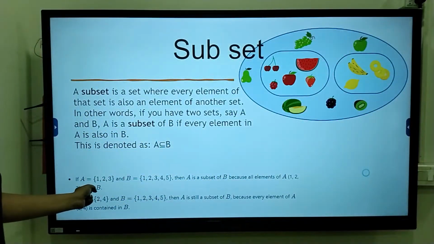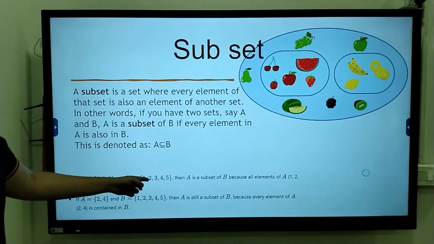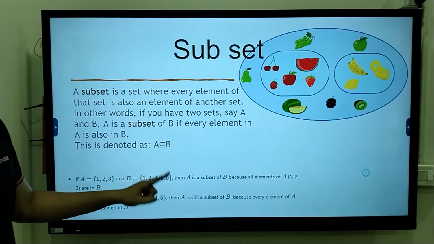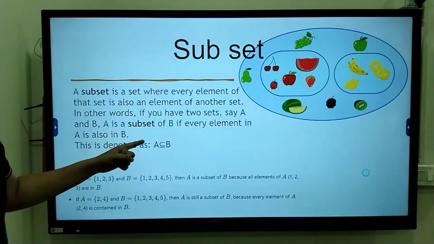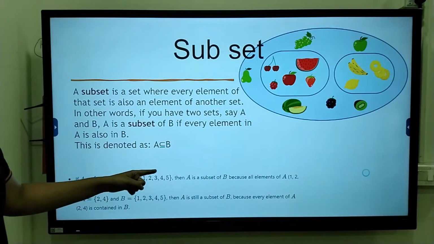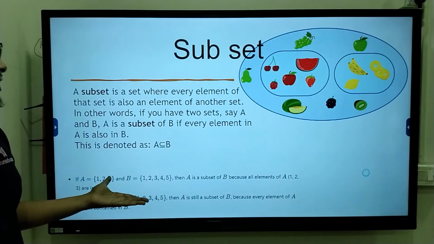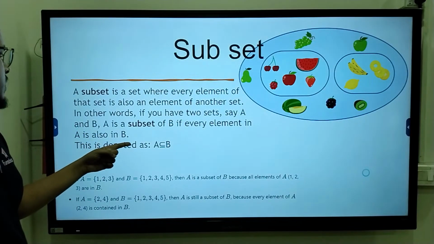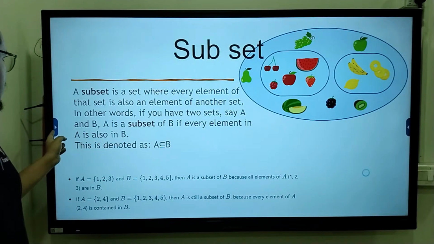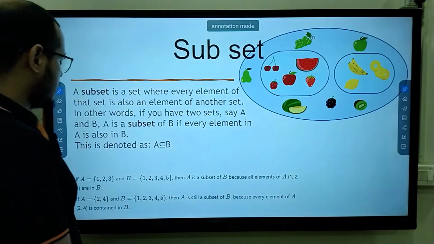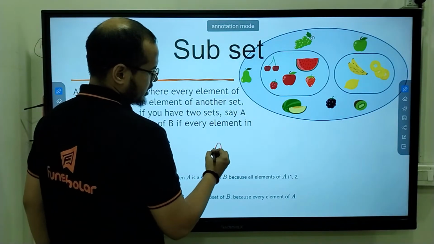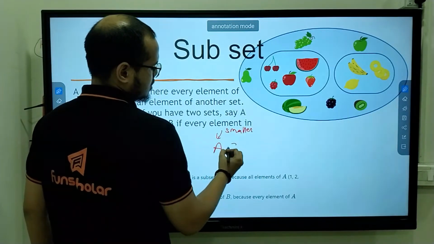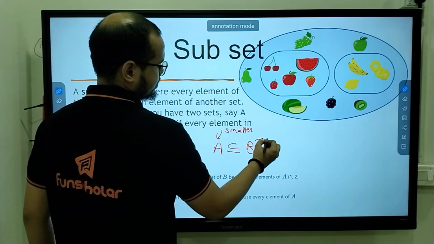Now let's take this example. A is 1, 2, 3 and B is 1, 2, 3, 4, 5. So B already has everything that A has. So we can say that A is a subset of B, because 1, 2, 3 are in B. Simple. A is a subset of B in every element. The one that is a subset, this A, is the smaller one, and this is the bigger one.